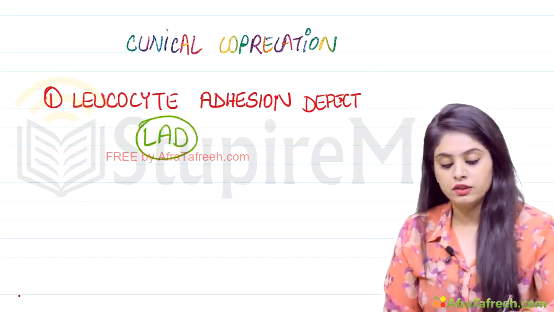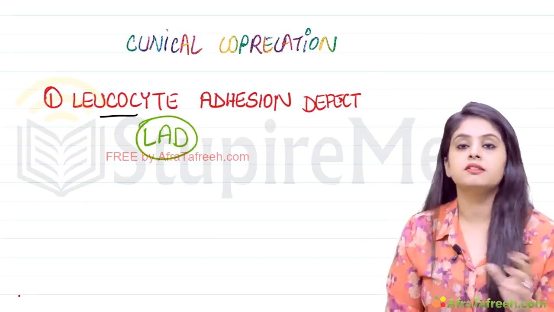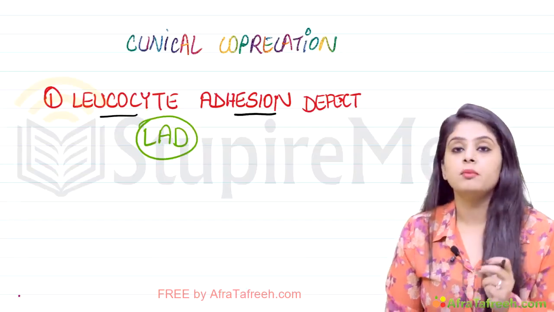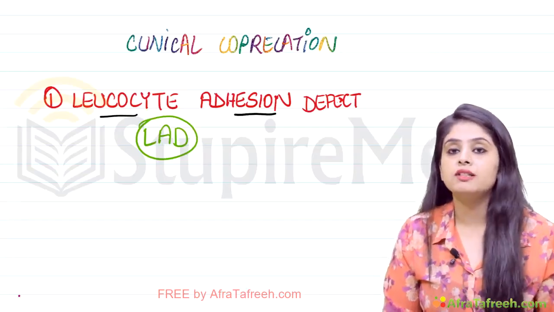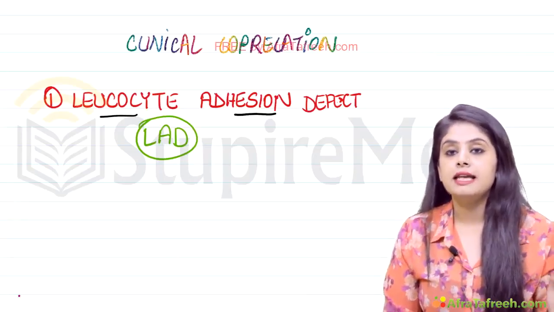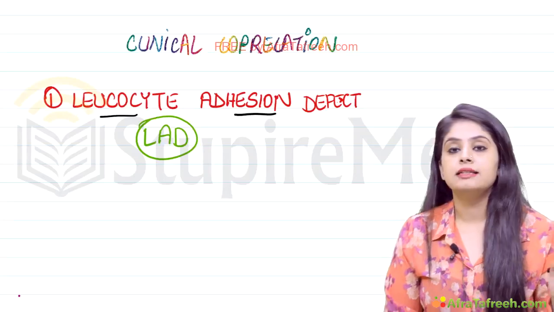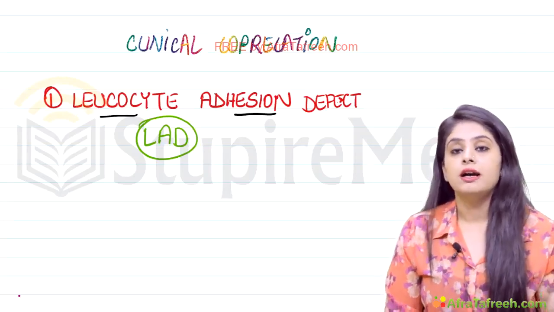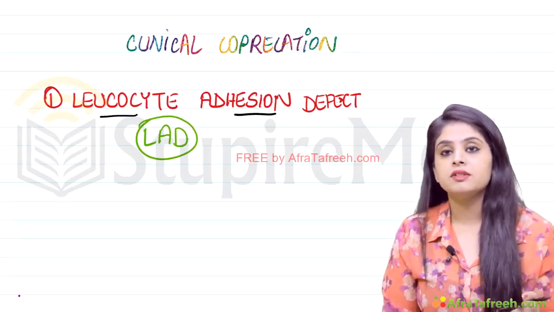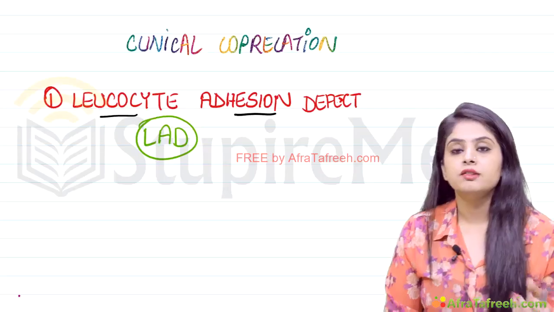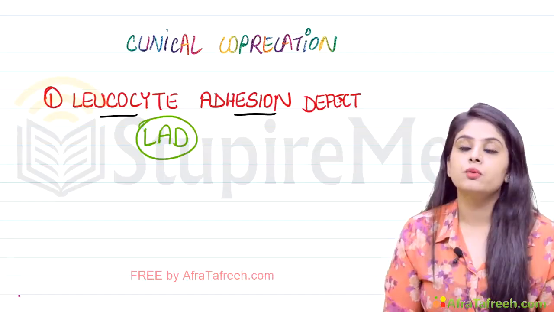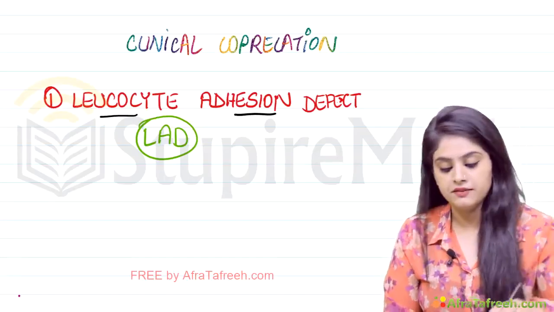Now just focus on the term. Leukocyte means something to do with the WBCs. Adhesion means there is some problem in the adhesion. Now I want you to recall the cellular events. The first one was margination, then came rolling, then came adhesion. In rolling also there was adhesion, but that was weak. The next step is adhesion, which is actually firm. So something in these two steps is going wrong. When it goes wrong, we call it a leukocyte adhesion defect.